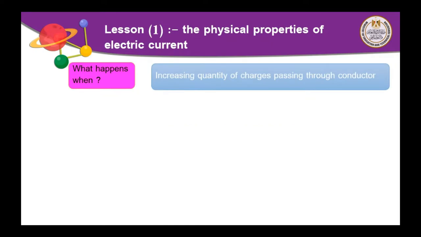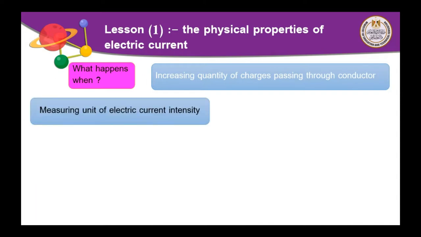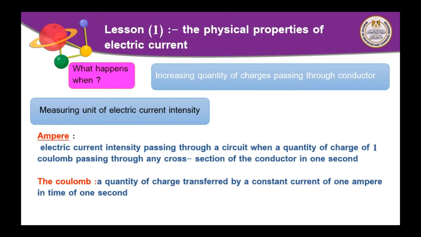What happens when increasing quantity of charges passing through conductor? Electric current intensity increases. Now we will ask you about the measuring unit of electric current intensity. Electric current intensity can be measured by ampere. Ampere can be defined as what?